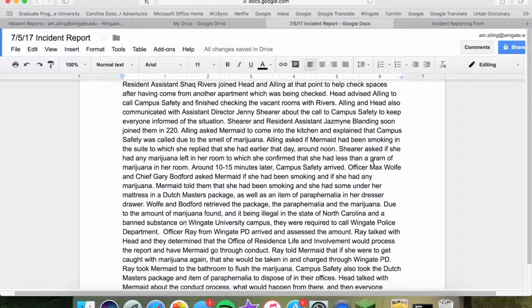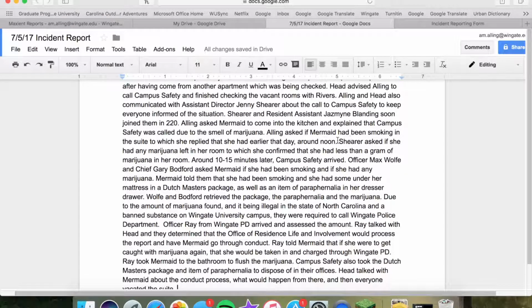Alling asked Mermaid to come to the kitchen and explained that campus safety was called due to the smell of marijuana. Alling asked if Mermaid had been smoking in the suite, to which she replied that she had earlier that day around noon. Shearer asked if she had any marijuana left in her room, to which she confirmed that she had less than a gram of marijuana in her room. Around 10 to 15 minutes later, campus safety arrived.